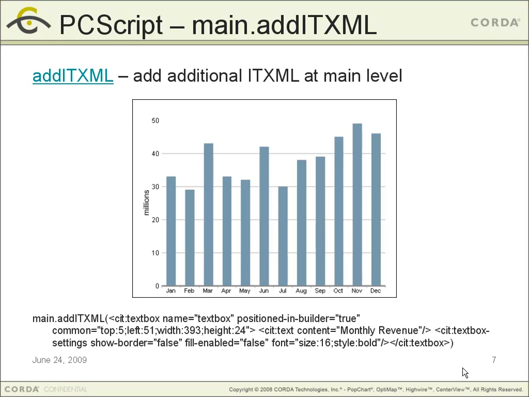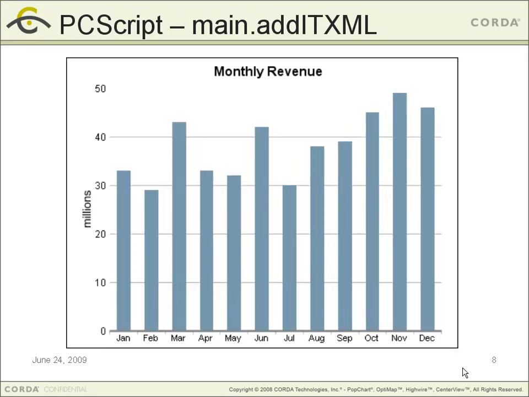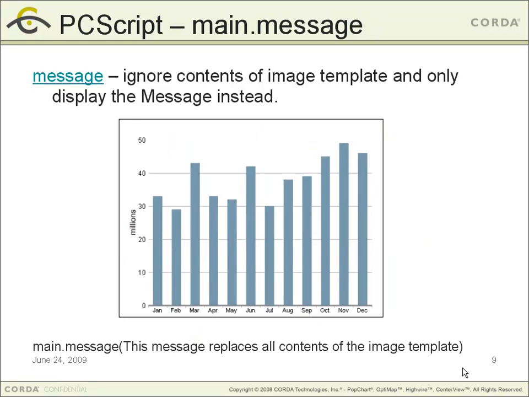We also have that it is not showing a border, there's no fill, and it specifies a font size. So this is a very verbose XML definition of what this text box looks like if you were to design it in the builder. But issuing this PCScript command dynamically when this image is rendered places that text box with monthly revenue up in the top of the image, up above the graph as you would expect. That's the main reason you have add ITXML: to add in or change things dynamically into an image template.